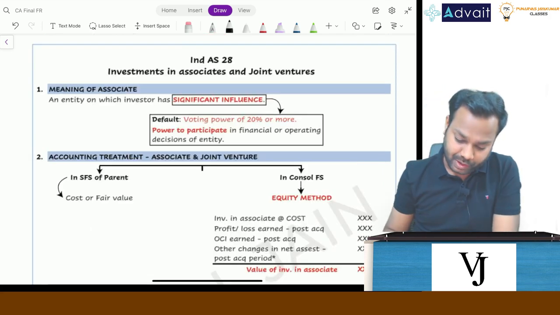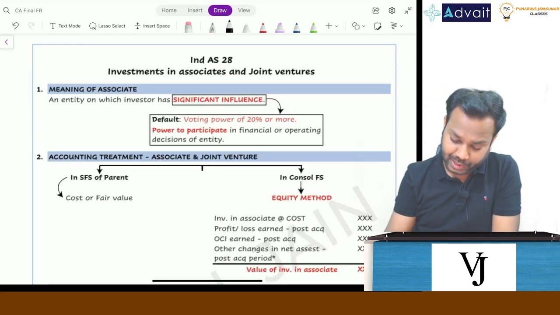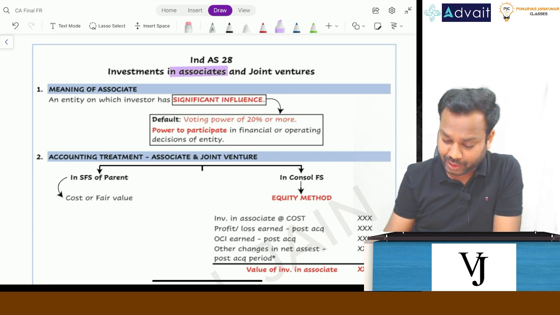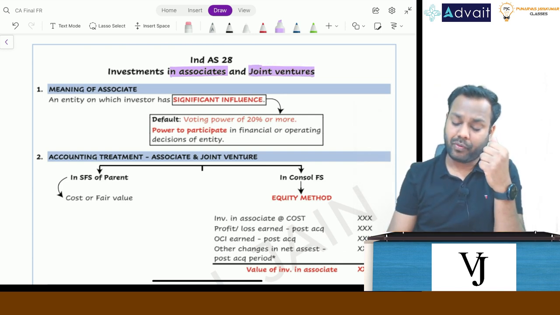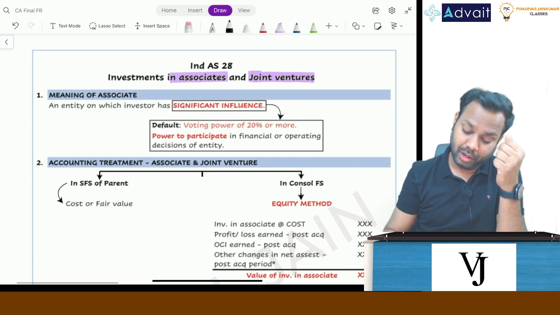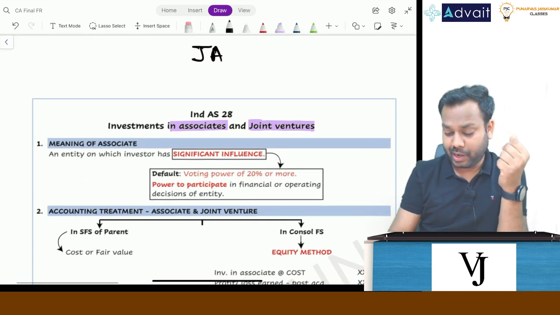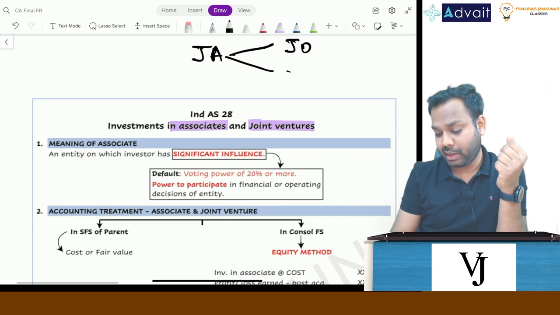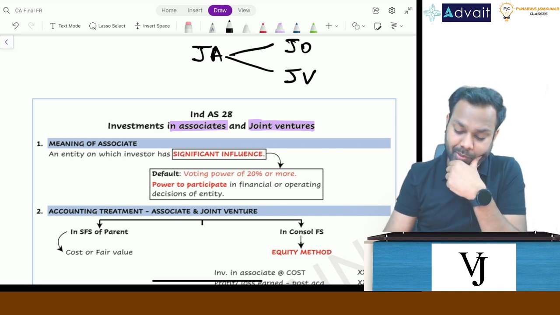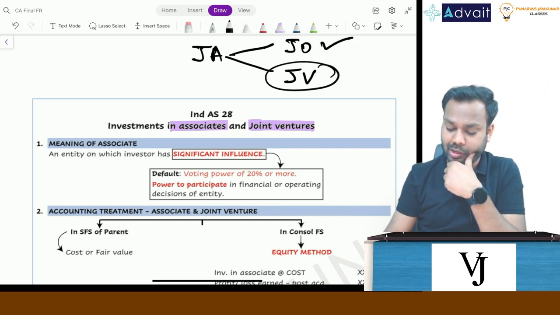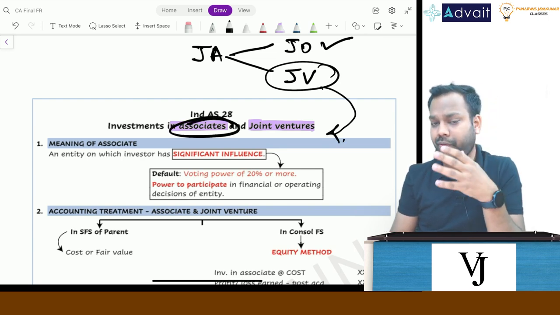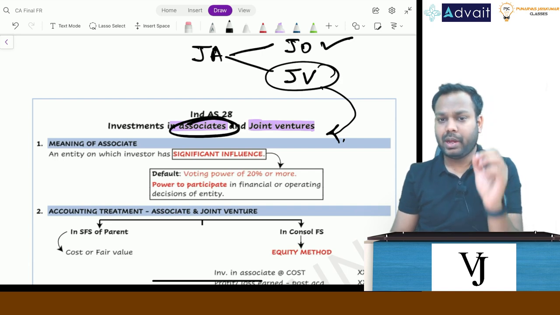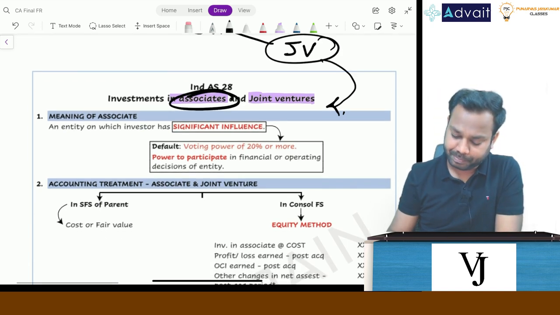Now the next topic that we have to study is Ind AS 28, which deals with accounting for investments in associates and joint ventures. Just now we completed the topic on joint arrangement, which had two parts, joint operation and joint venture. Joint operation accounting we already discussed. So joint venture is covered here, and associates, meaning any entity over which we have significant influence, are also covered here. Now let's discuss it.